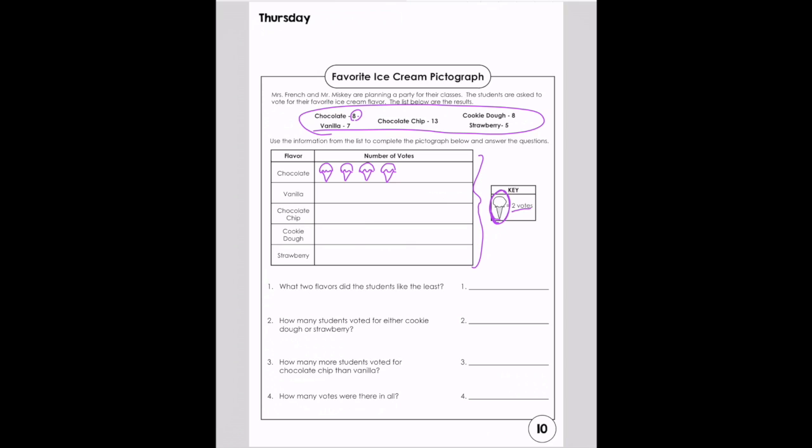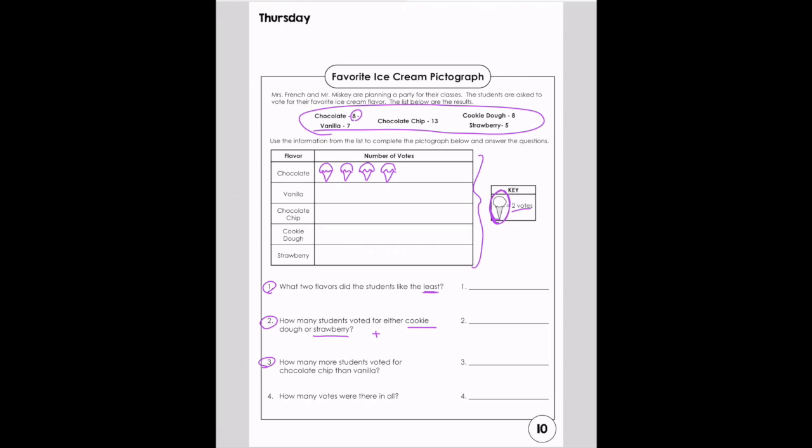All right, so now you're going to answer a few questions after you've filled out this whole graph. What 2 flavors did the students like the least? So they didn't like them very much. They had the fewest number of votes. Number 2, how many students voted for either cookie dough or strawberry? So either cookie dough or strawberry, that means we want the number of people who voted for cookie dough and the number of people who voted for strawberry. So all together, okay? So you need to add these 2 together.